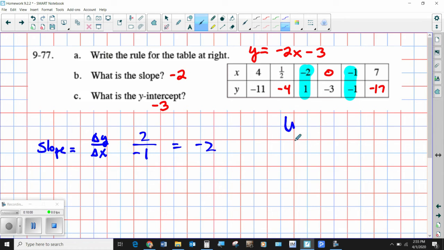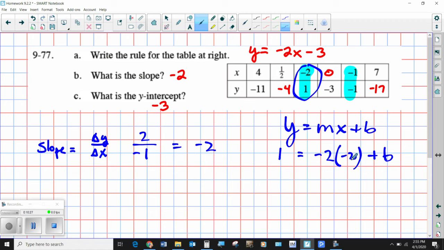Now remember, y equals mx plus b is the formula for all of these linear functions. So I'm going to plug this number in for m, put that as a -2, and then I'm going to choose any one of these. I think I'm going to choose this one right there. My x is equal to -2. My y is equal to +1. And what I'm missing in this is I don't know what b is. So I'm going to just leave that as my variable.